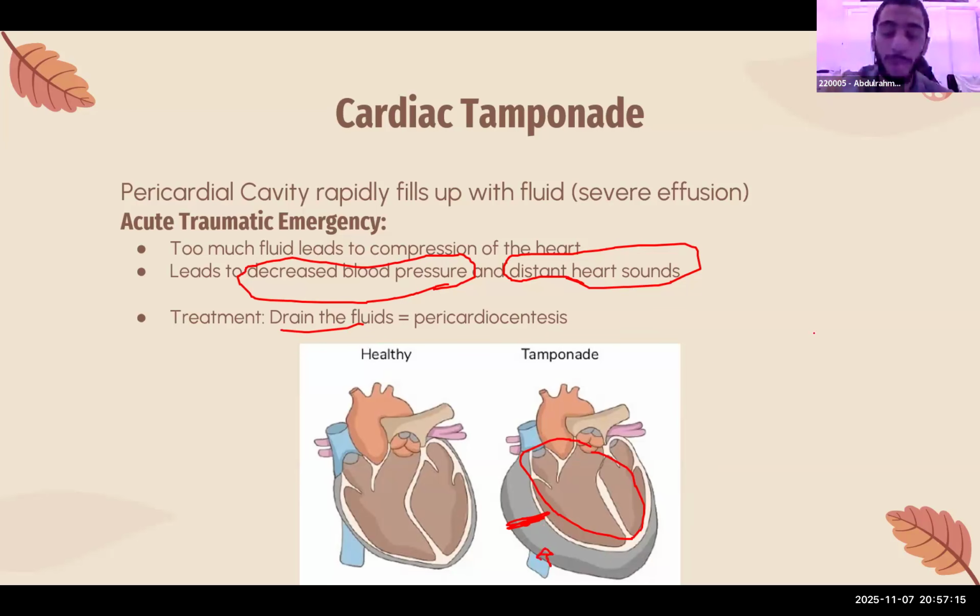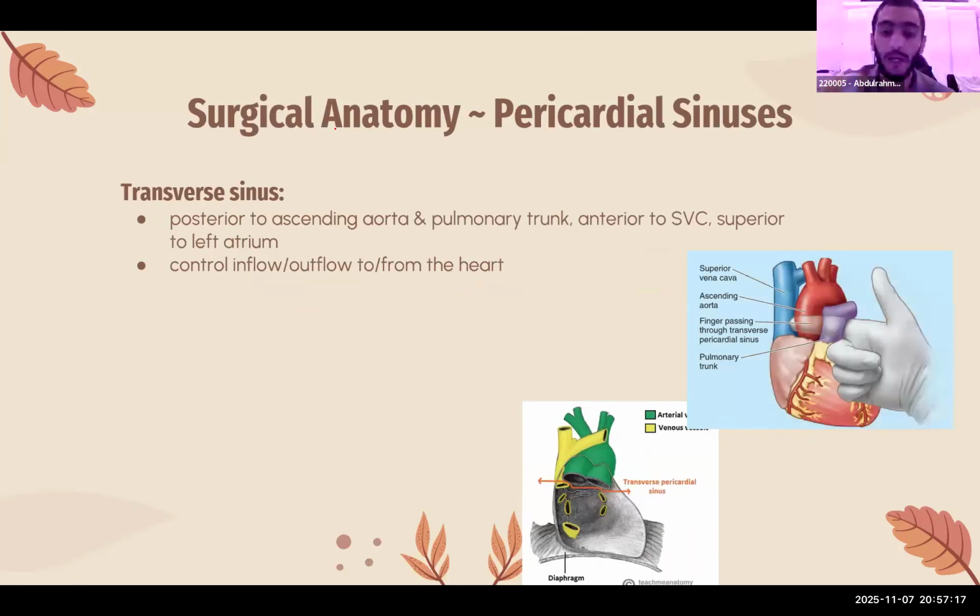Okay? And another thing you need to know is the surgical anatomy. Now, this part is important for you, the surgical anatomy. You have two main sinuses in the pericardium that you need to be aware of. First of all is the transverse sinus, which is technically more important, I would say, because it's clinically really important. Transverse means a line, like a horizontal line. This is what transverse means, okay?